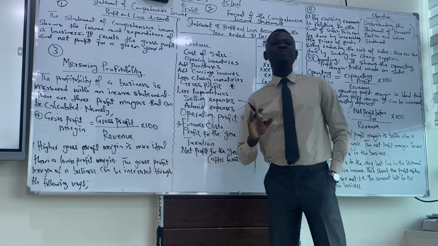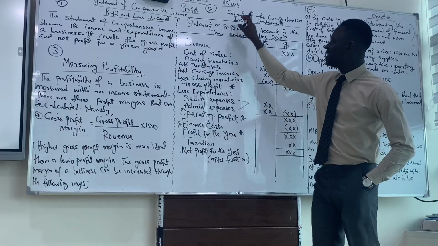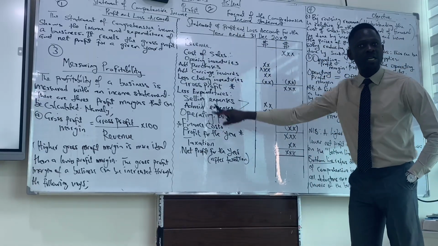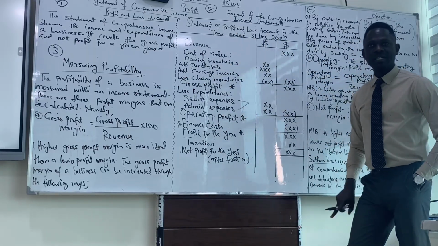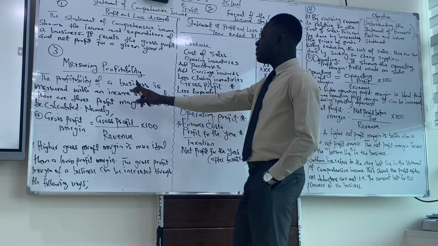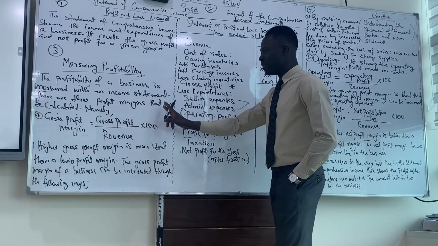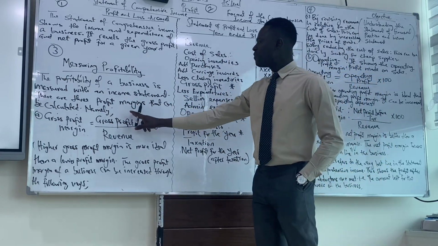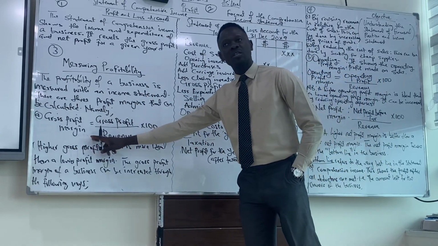The profitability of a business is measured through these statements. This is what we use in measuring the profitability of a business. That means how profitable the business is. So I wrote, the profitability of a business is measured with an income statement, which is this. There are three profit margins that can be calculated. The first one is the gross profit margin.